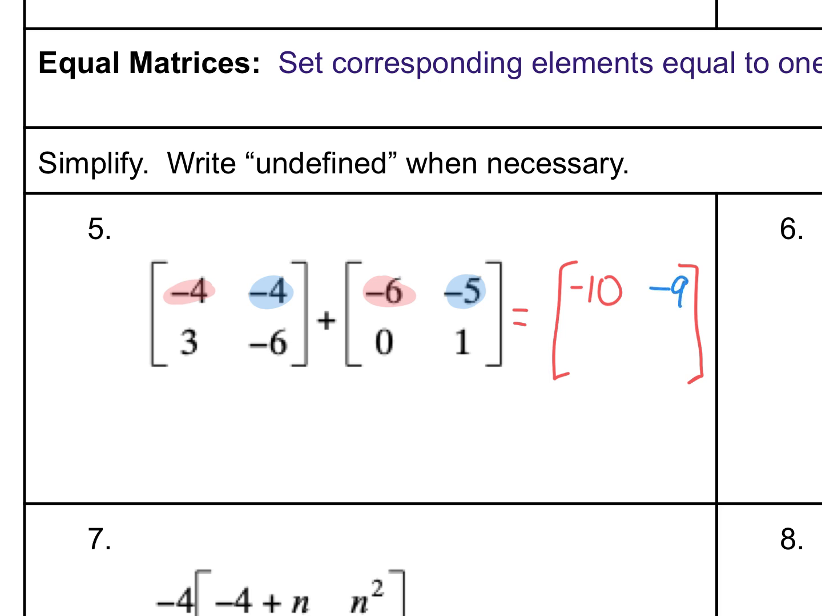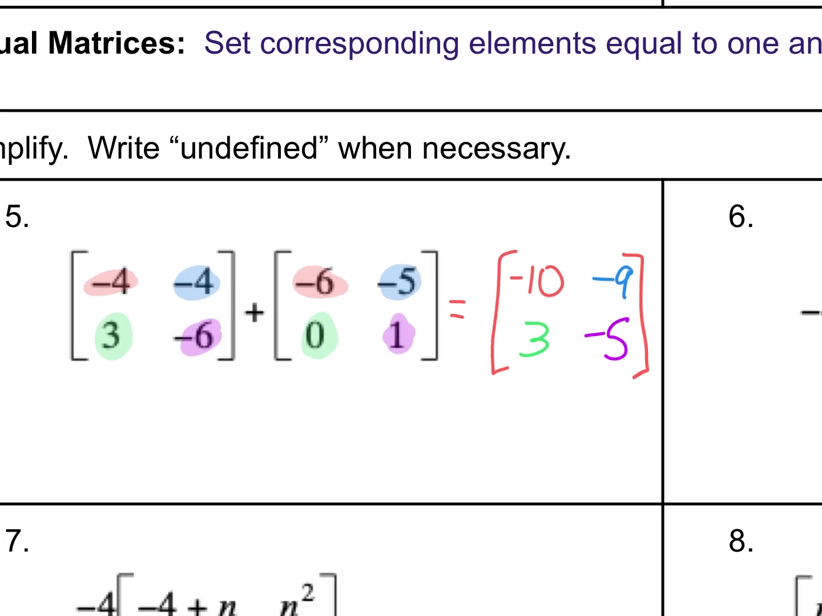Then I've got -4 plus -5, which gives me -9. You do the second row. Okay, row 2, element 1 is going to give me 3. And last but not least, I've got row 2, element 2, -5. How'd we do? Is that pretty easy? Very easy. Very easy. I like it.